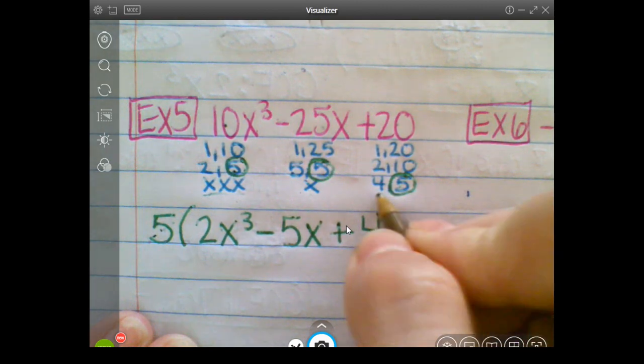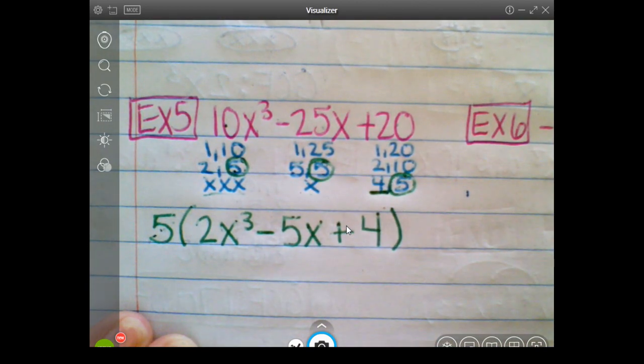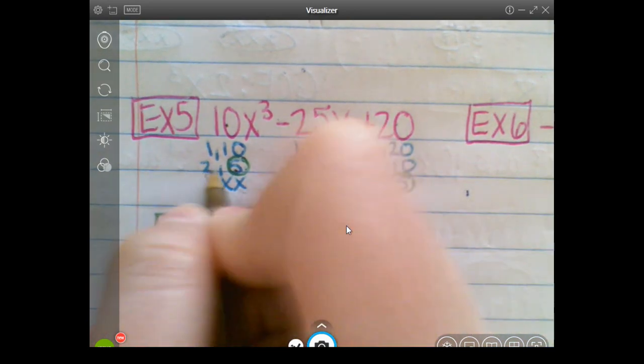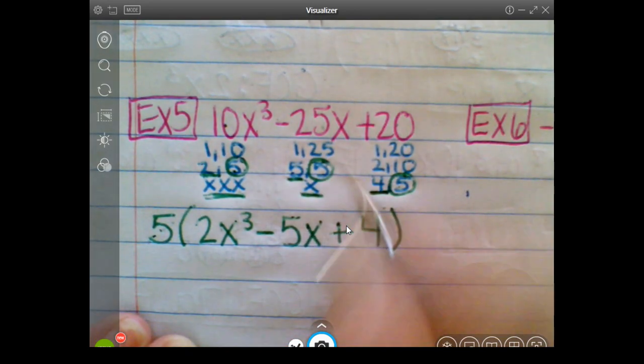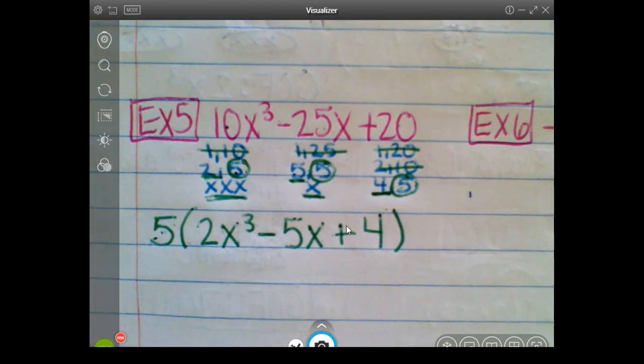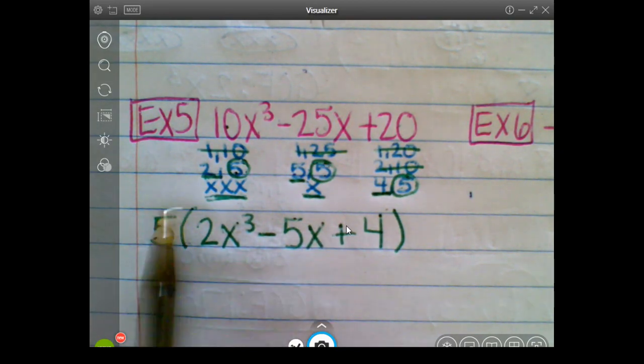Now, again, if you look at where I circled, here's the 4 right next to it. Here's the 5 and the x that are hanging out. Here's the 2 and the x3. Technically, these are the matches we didn't use, and you can look at it like that, too, instead of dividing. Now, if I distribute back, that's how I can check.